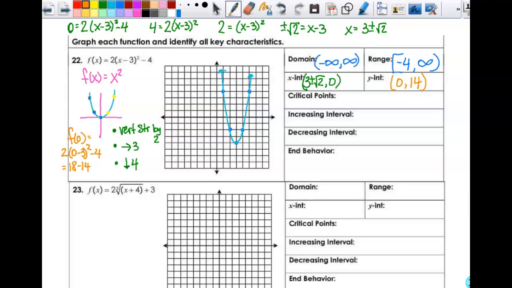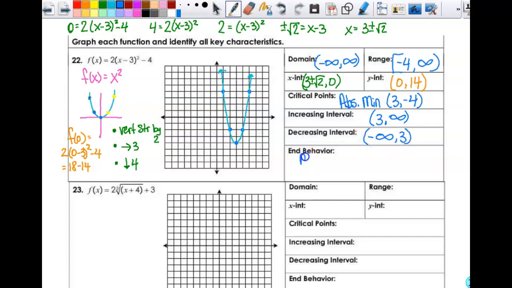Okay. All right, my critical points. I have one. It's right here. I have an absolute minimum at 3, negative 4. It is increasing, starting here at 1, 2, 3, from 3 to infinity, and decreasing from negative infinity to 3.